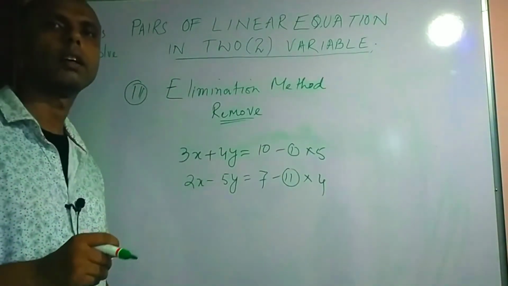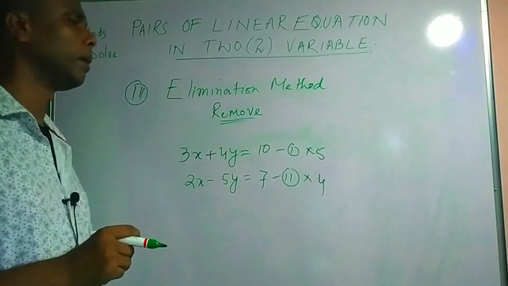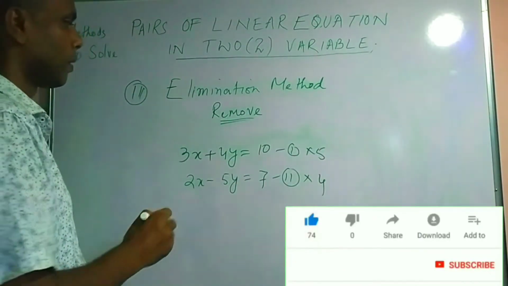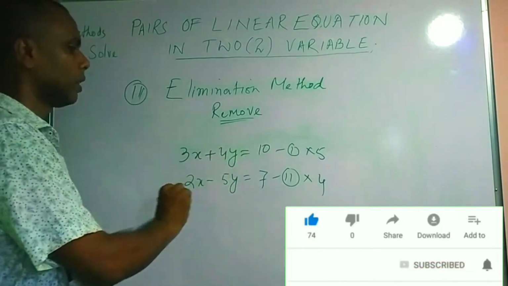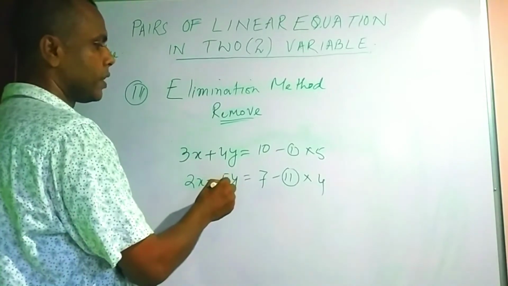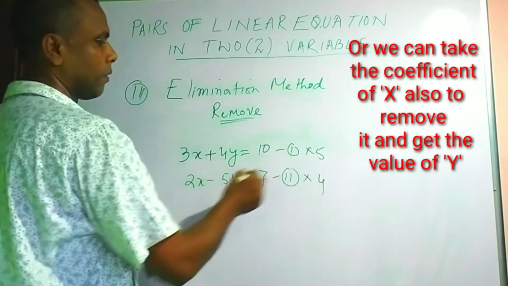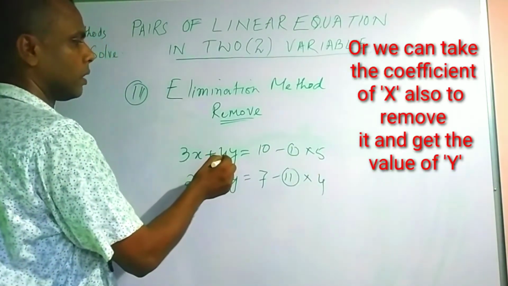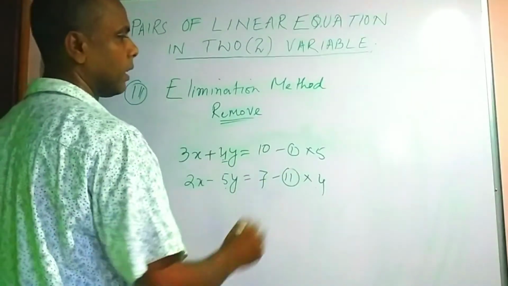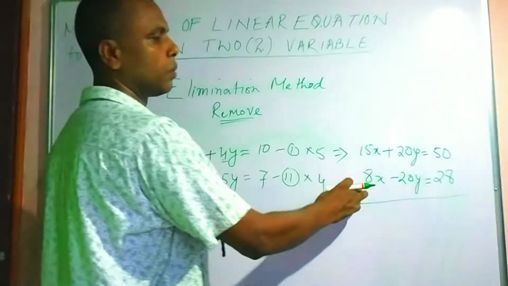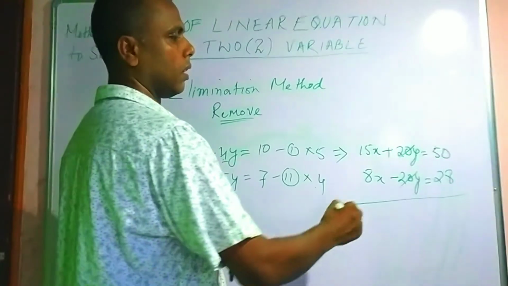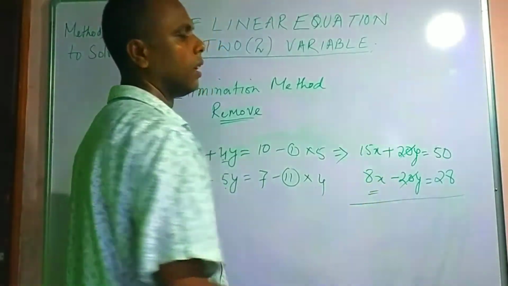In our third method, which is called elimination method, we remove one variable. For example, 3x plus 4y equal to 10, 3x minus 5y equal to 7. Here we multiply the coefficient of y in first equation, 5, we multiply here, and the coefficient of y, 4, we multiply here, and after multiplying 4 we get this one. Then we can remove this variable. Then we are left with only x.